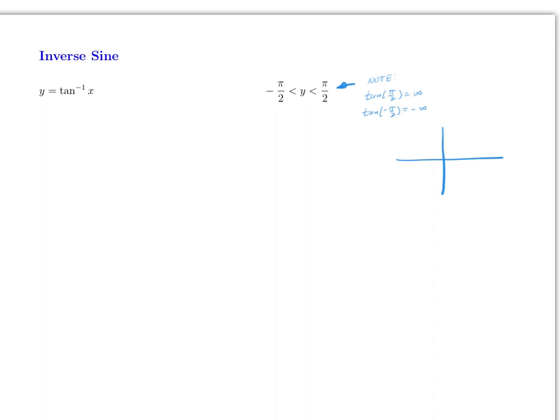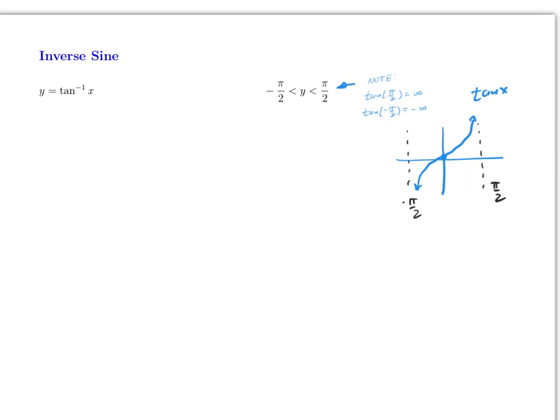Because you look to the graph, this is pi over 2, and this is minus pi over 2. Those are the asymptotes, so the graph looks like this, and it actually never touches the graph. So that's the only thing you had to watch out for. So this is the graph of tangent, not tangent inverse.